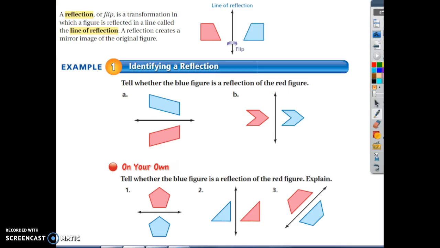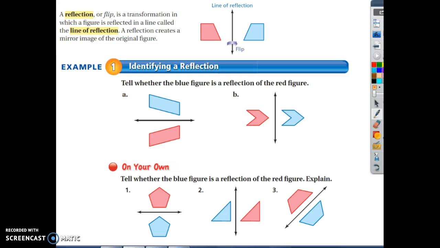A reflection can also be referred to as a flip, and the line that we flip that image over is what we call the line of reflection. You can almost think of it as your mirror. If you were looking into a mirror, you would be the original. We have the mirror as your line of reflection, and then your reflection would exist almost on the other side of that mirror.